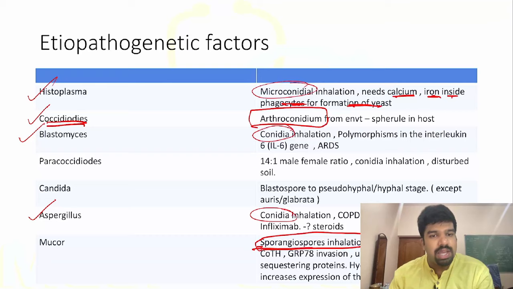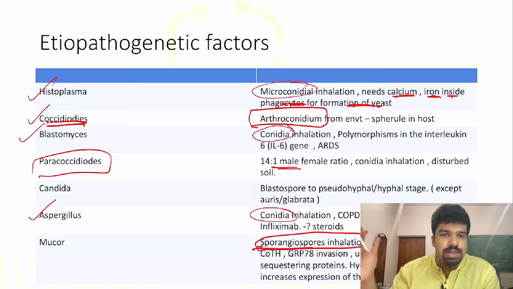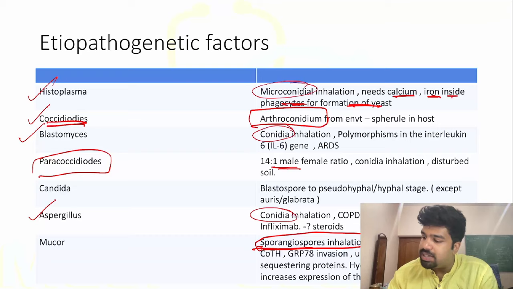Then you have Paracoccidioides. Paracoccidioides is seen mostly in Brazil. It has a very striking male to female ratio, 14:1. So males have a preponderance here. And that is because, again, of conidia inhalation from disturbed soil, like Histoplasma.